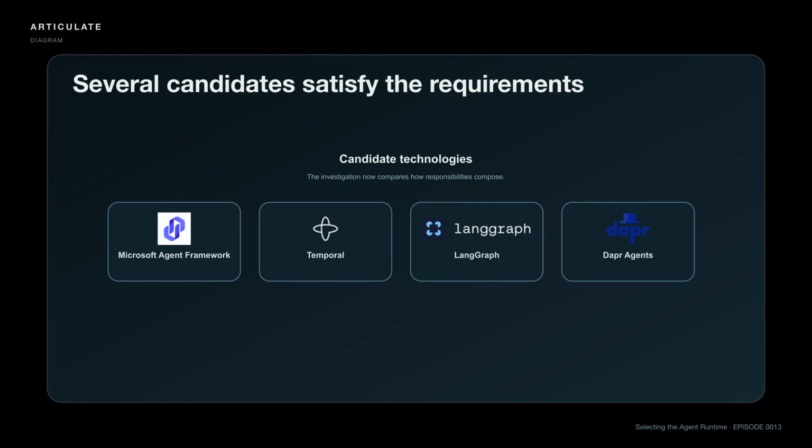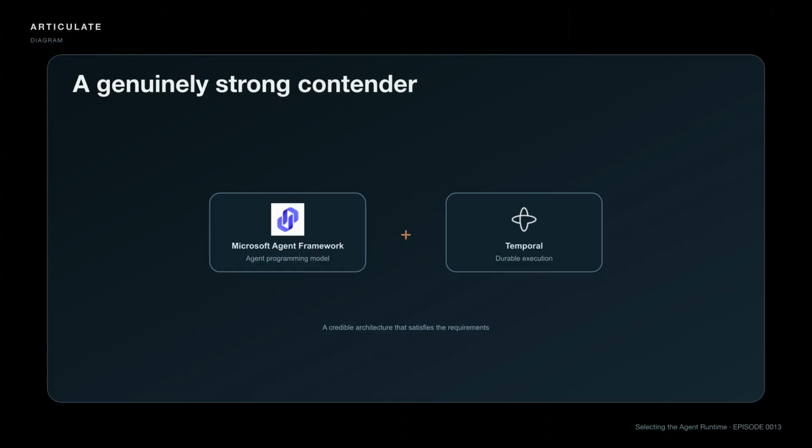This is where I expected the decision to become easier. It didn't, because once I started evaluating the candidates against the requirements from the previous episodes, several of them could have satisfied what Articulate needs. And some of the strongest options aren't actually single technologies. For example, Microsoft Agent Framework combined with Temporal is extremely compelling. Microsoft Agent Framework gives me the agent programming model. Temporal gives me mature, durable execution. Together, they tick every box I've identified.